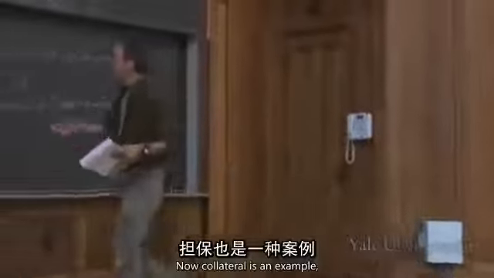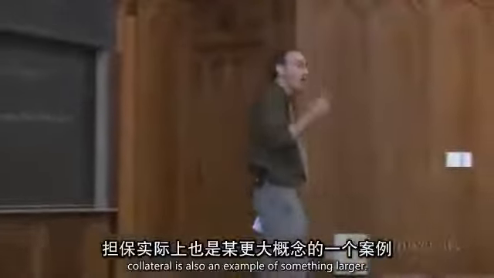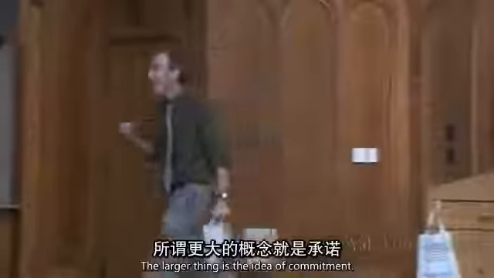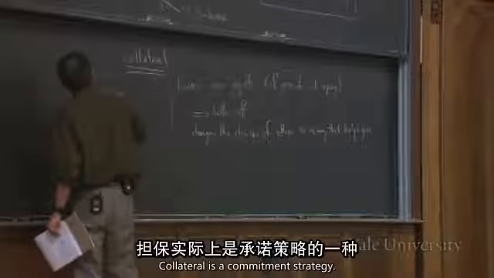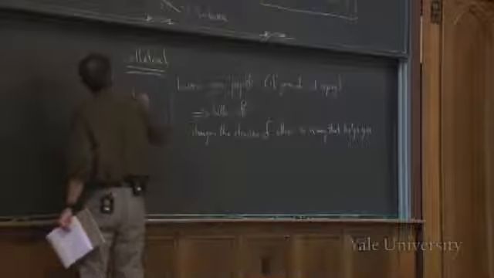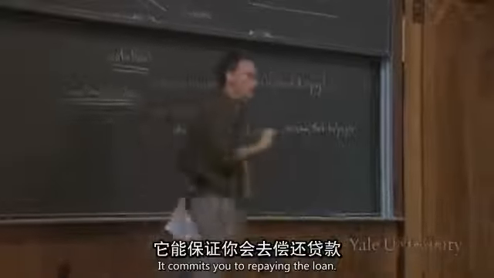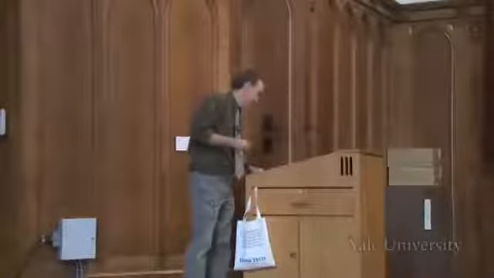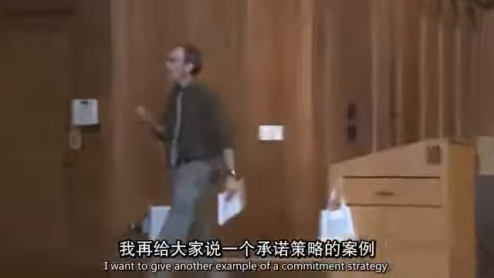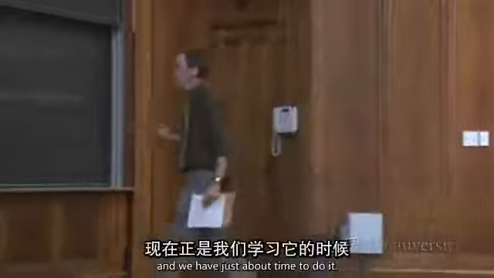All right. Now, collateral is an example. We talked about incentive design. Collateral is also an example of something larger. The larger thing is the idea of commitment. Collateral is a commitment strategy. It commits you to repaying the loan. I want to give another example of a commitment strategy. I think this idea of commitment is an important one, and we have just about time to do it.